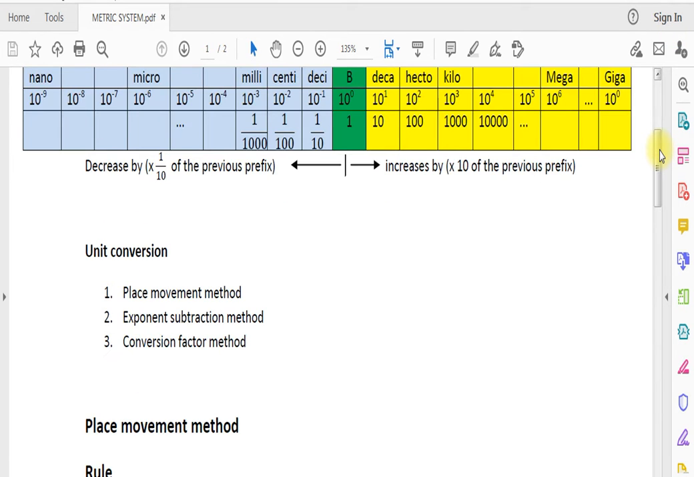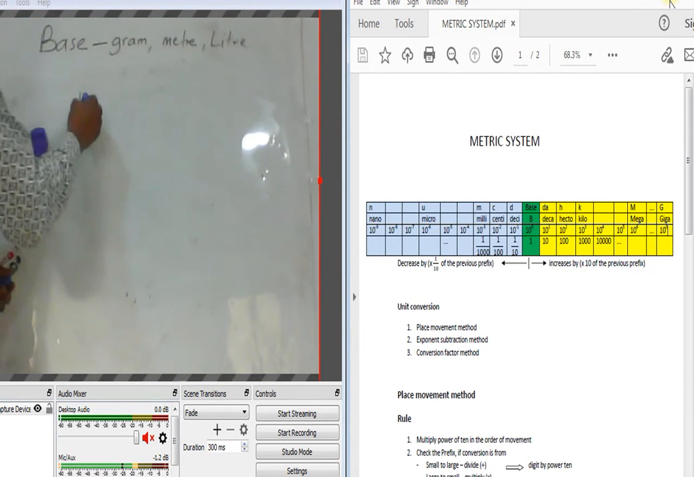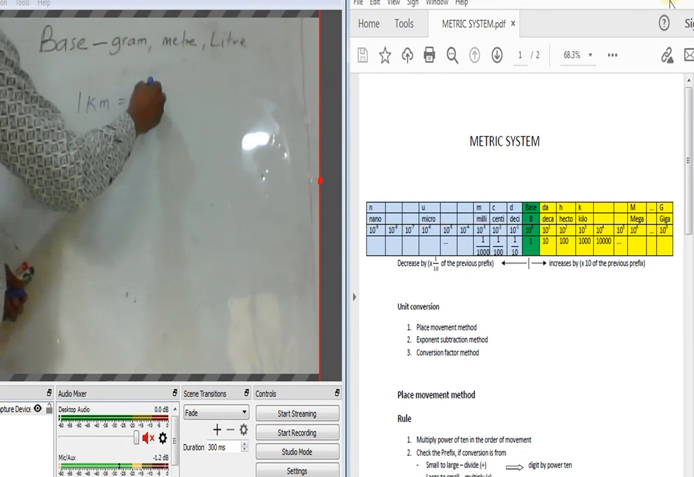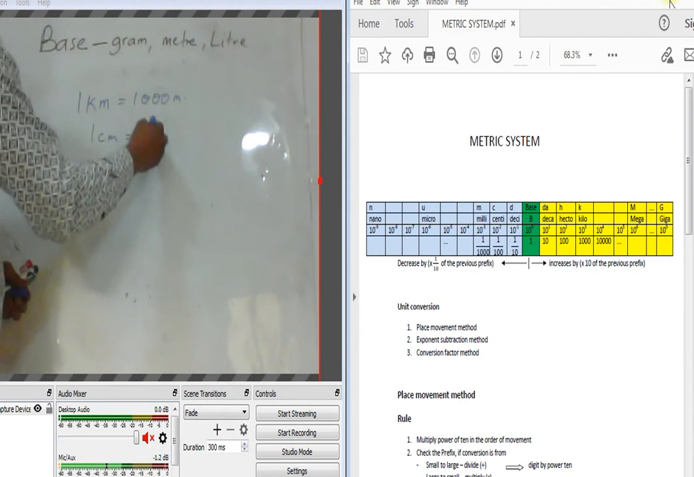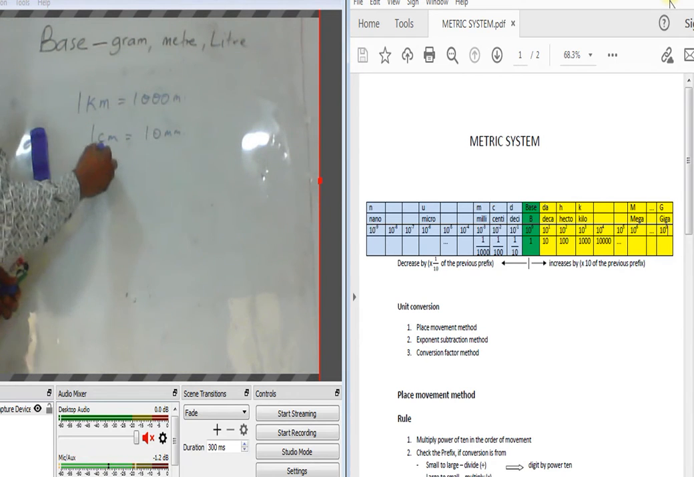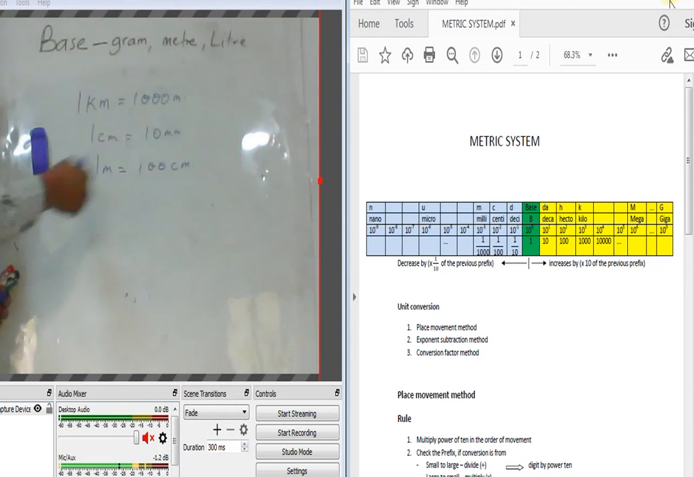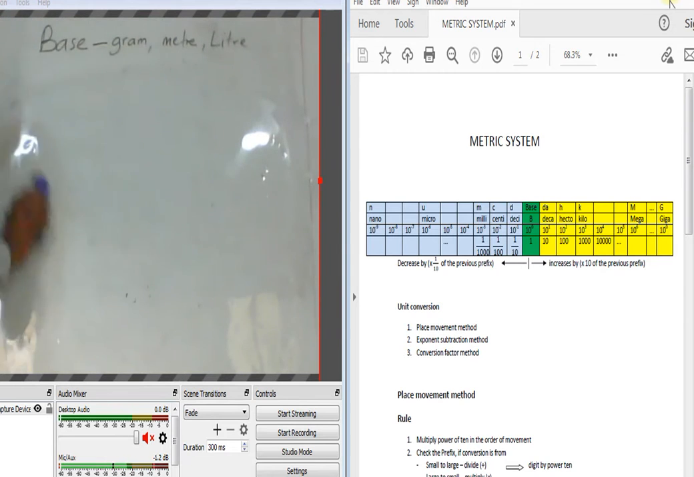Okay, now let's quickly look at it. Go back to this. Okay, we'll have this now. Now, how do I generate a conversion factor? Before we look at this, we know that these are some of the things we know. 1 kilometer is equal to 1,000 meter, right? We know that 1 centimeter is equal to 10 millimeter, right? We know that 1 meter equals 100 centimeter, right? These are some of the conversion factors that we know. Okay, we can also generate others on our own to help us convert.